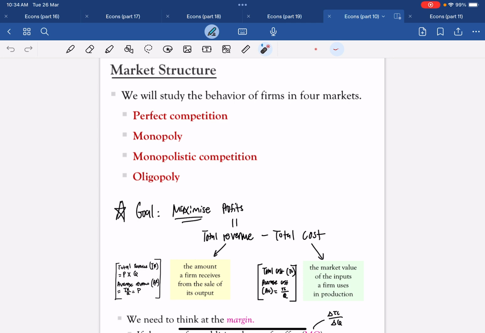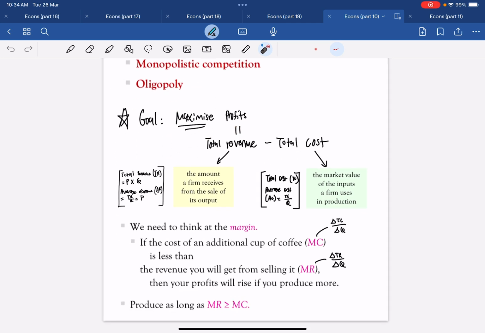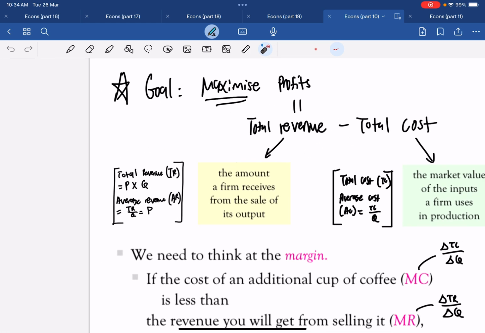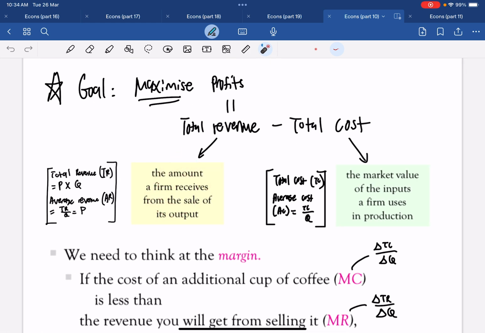But all of them have the same goal, and it is to maximize the profits. And profit is just total revenue minus total cost. So the total revenue is the amount the firm receives for the sales, and the total cost is the market value of the inputs the firm uses in production.